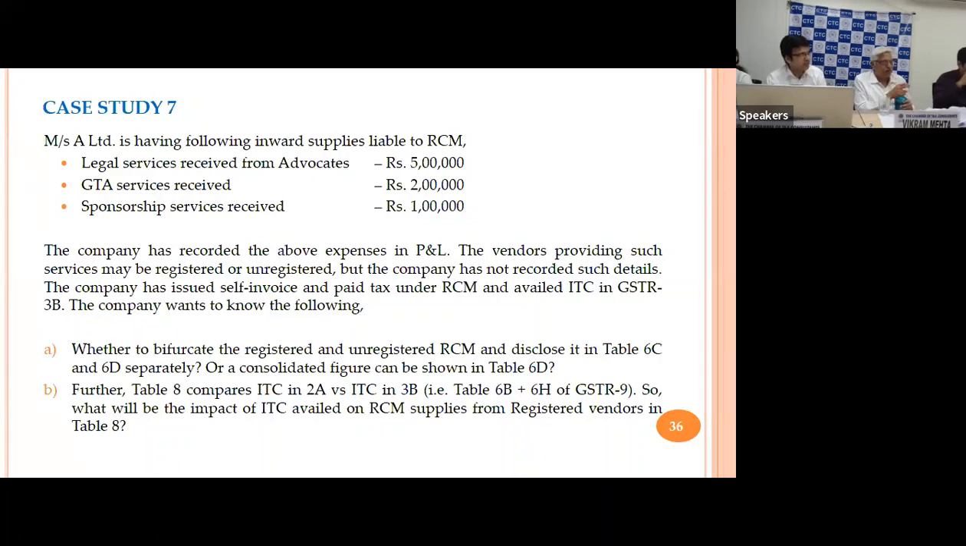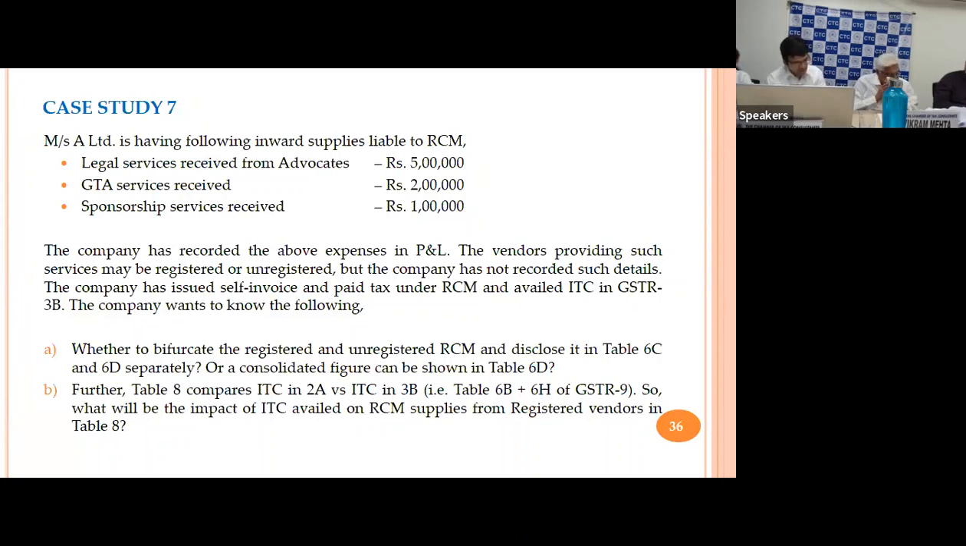See, I'll tell you why. If a lawyer is providing service to an individual, suppose he's a corporate lawyer as well as managing divorce cases, so he's providing services to an individual also. In such cases, he'll be registered and will pay output liability under forward charge. In the same way, GTA has an option to pay under RCM and under forward charge both. A sponsorship service provider may also be registered under advertisement services, as advertisement and sponsorship services go hand in hand. So a vendor may be registered for advertising services and providing sponsorship services also. So some may be registered, some may be unregistered.